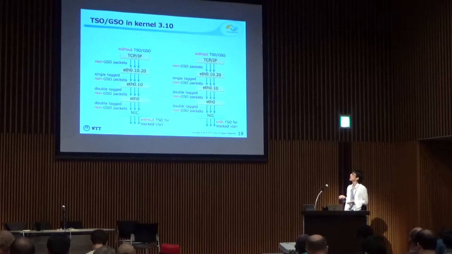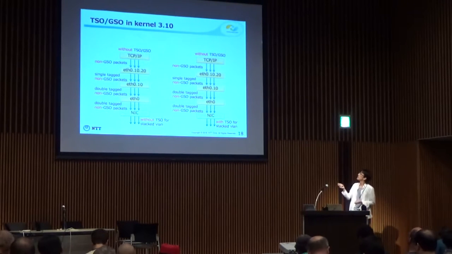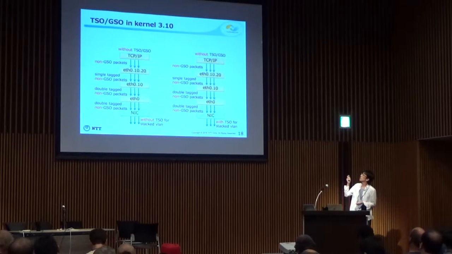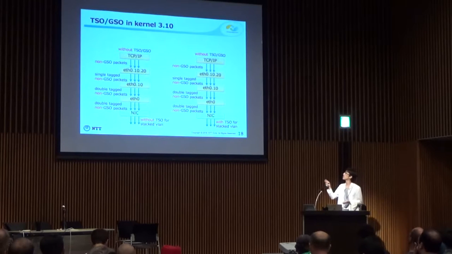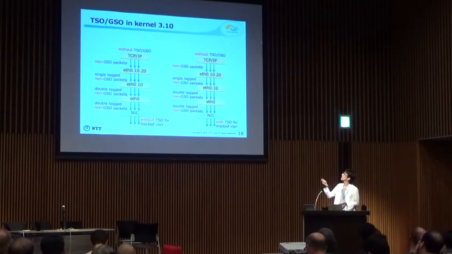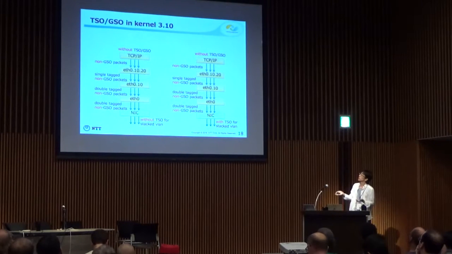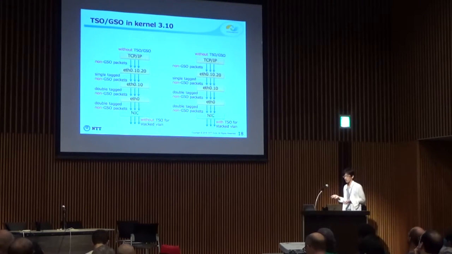So this figure shows how packets are forwarded from the TCP/IP stack to devices in kernel 3.10. There are no TSO or GSO features, so there are no GSO packets.